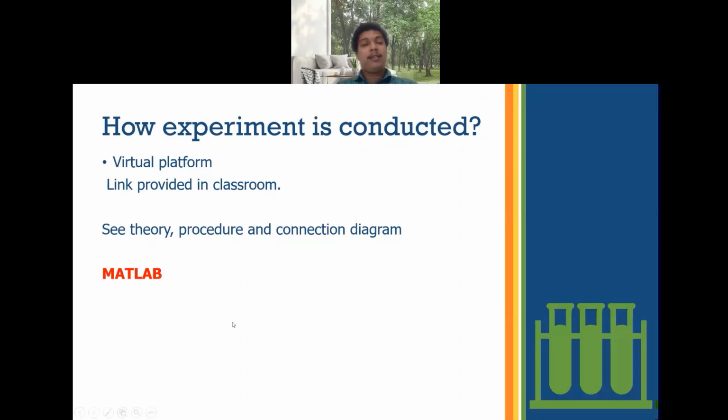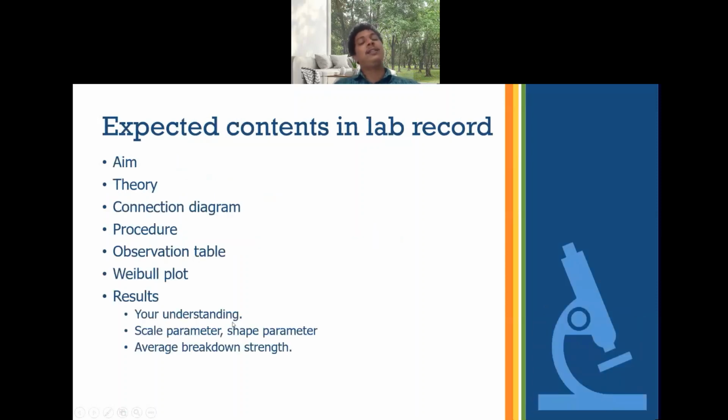Right. One more thing I want to say is what all things are expected in your lab record. Okay, you have to write your lab record. You should have an aim, theory, connection diagram, procedure, and observation table. These all things should be there, as that is always there. Okay, and these are all available in your virtual lab platform also, so you can see and write it down from there. Okay, if you want to write your own procedure, that is good, even better.